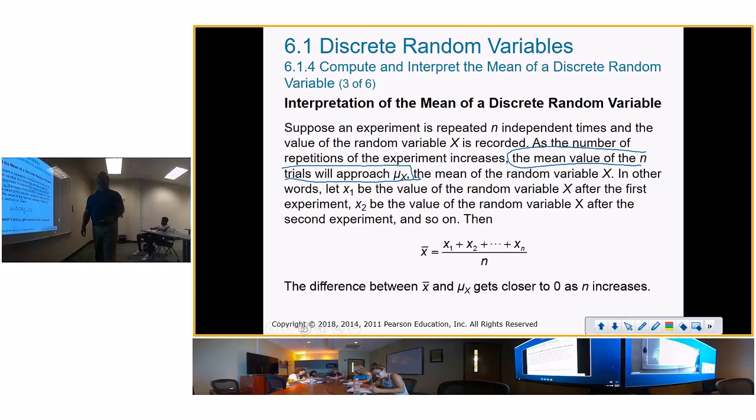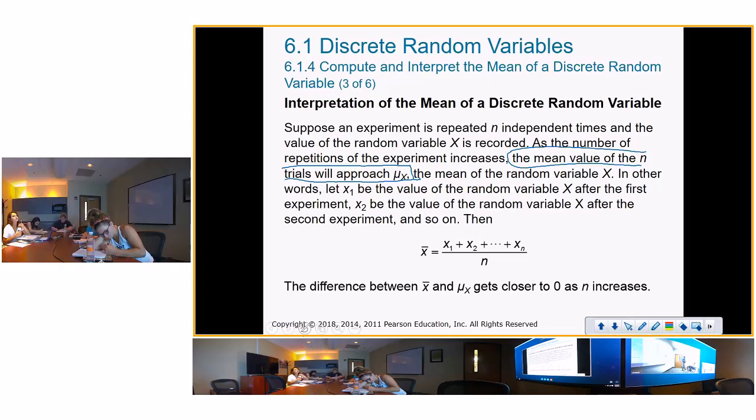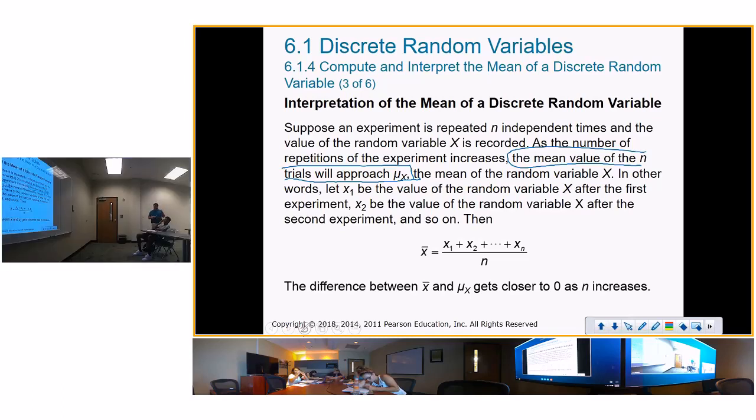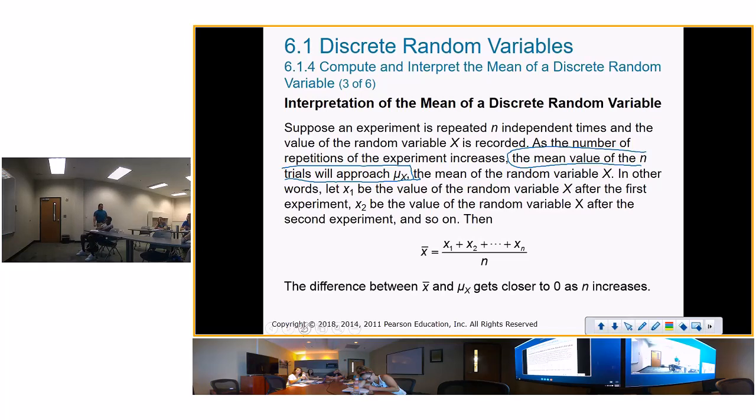They're going to ask you some questions about what the mean is doing, and the answer is going to be whichever one contains "the mean value of the n trials will approach the population mean." How did I know that's the population mean? They don't say that anywhere in there. Because it's a Greek letter, mu. Good job, you're the one that listened that day.